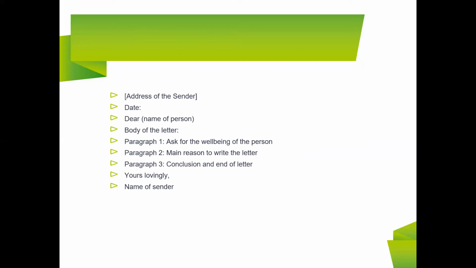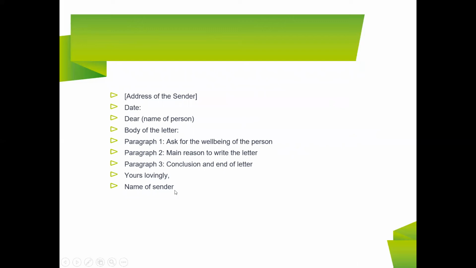Then comes the body of the letter. The body of the letter consists of 3 paragraphs: first, second, and third. The first paragraph asks about well-being, inquiring about happiness and health. The second paragraph gives the main reason for writing the letter. The third paragraph is the conclusion and end of the letter. Then the next one is yours lovingly.